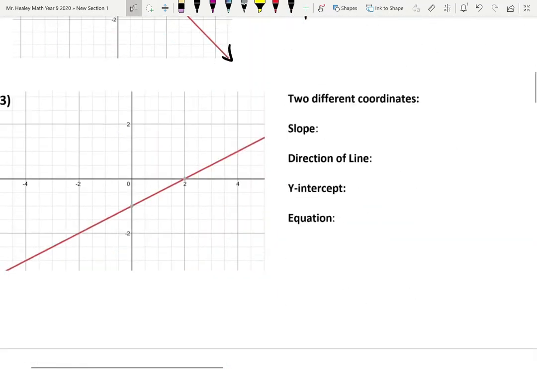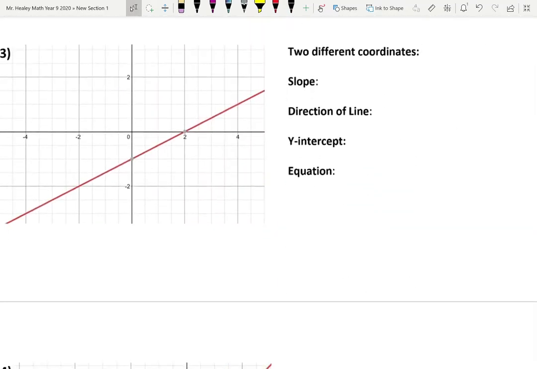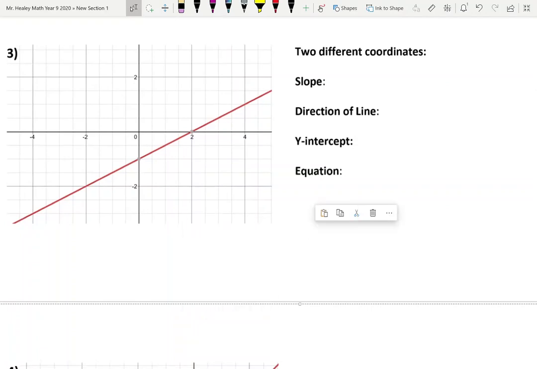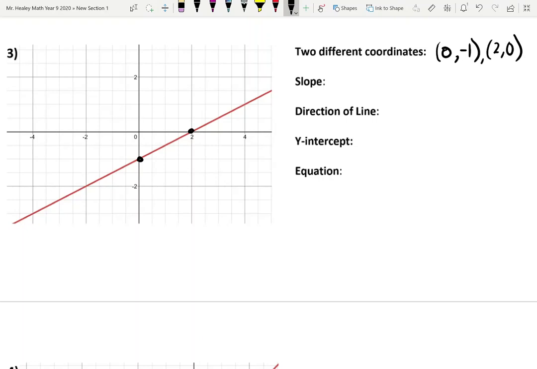Let's move on to the next example. We need to choose two different coordinates on the graph. Here's one, (0, -1). And we choose this one here: x is 2, y is 0.